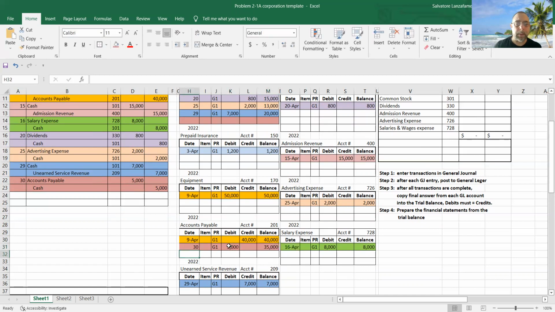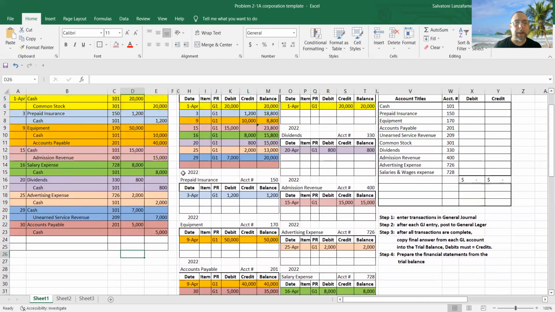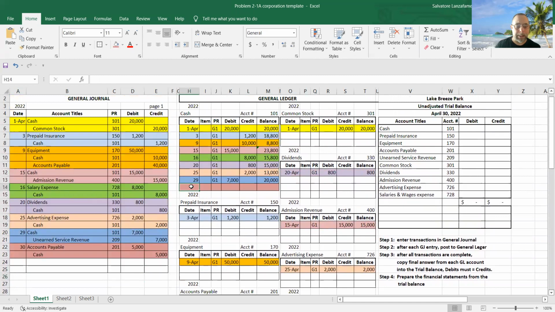All right, so when I charged, my balance went up. When I made a payment, my balance went down. Cross-reference back with the 201. And finally, let's update the cash one last time. 30th, G1. My cash is going to be a credit for $5,000. So my new balance, 15 grand. Cross-reference back with the 101.